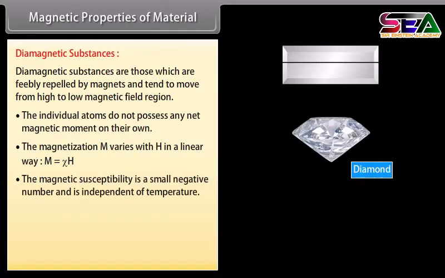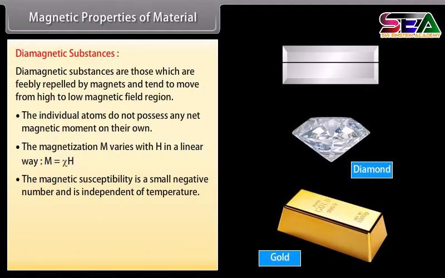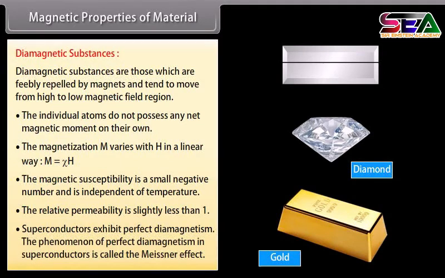The magnetic susceptibility is a small negative number and is independent of temperature. The relative permeability is slightly less than 1. The superconductors exhibit perfect diamagnetism. The phenomenon of perfect diamagnetism in superconductors is called the Meissner effect.